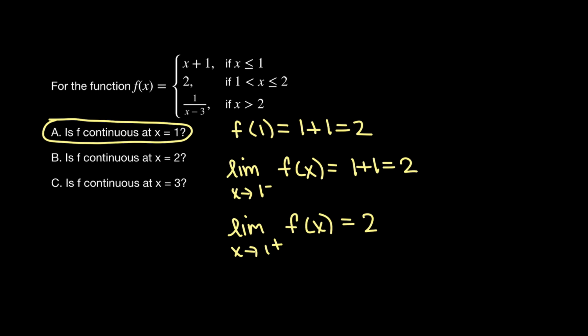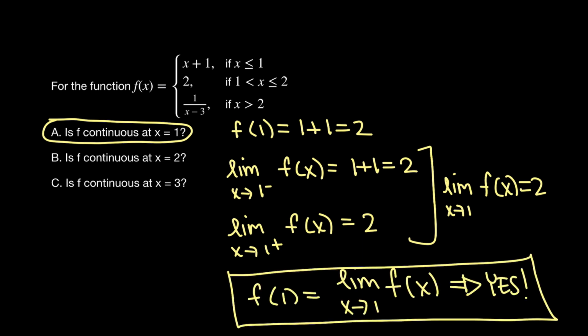Then to find my right limit, x is just a little bit bigger than 1. So now I'm going to look at that middle definition. So the limit as x goes to 1 from the right of f of x is equal to 2. Because my left and right limits are both equal to 2, that means my two-sided limit is also equal to 2. So the limit as x goes to 1 of f of x does exist. It is equal to 2. And because that limit is equal to my function value, that means this function is continuous at x equals 1.